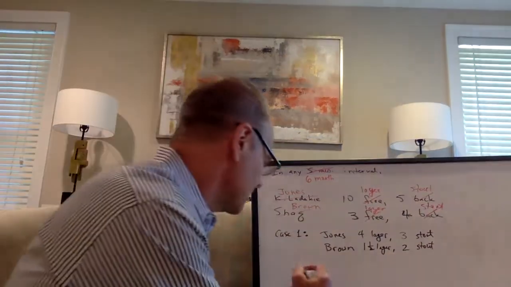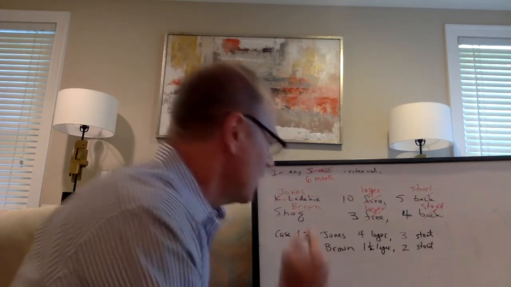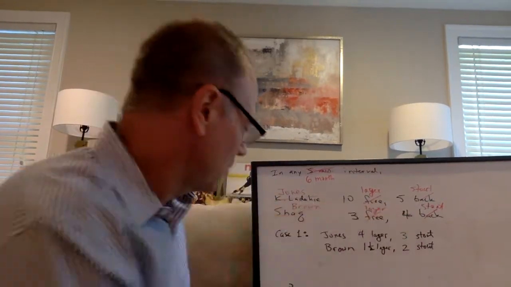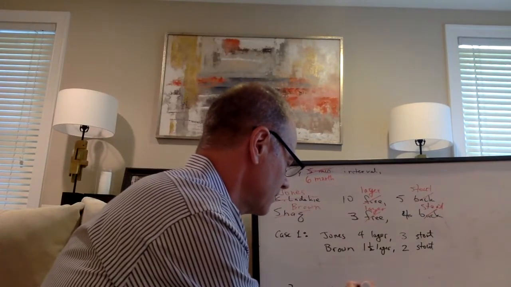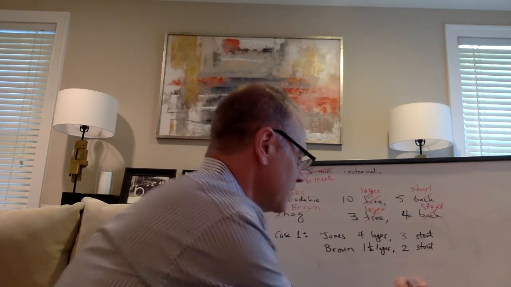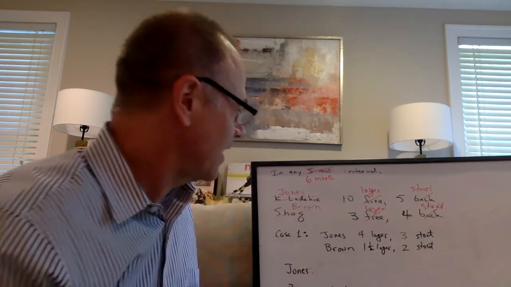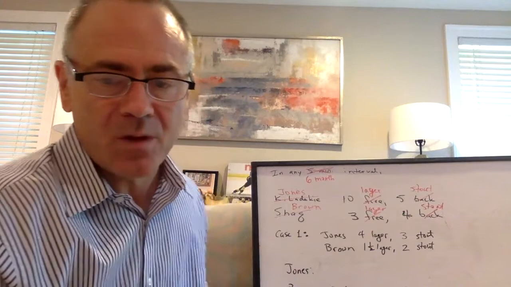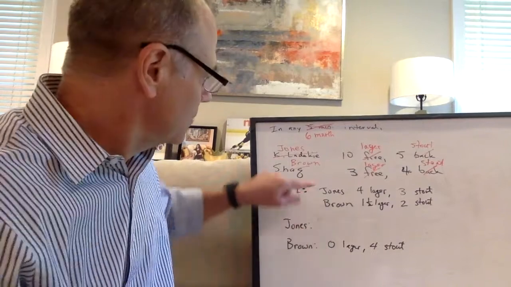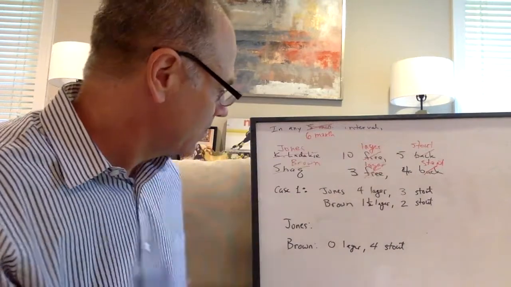Okay, so what that means is we're going to use the new production technique. Brown, we're going to make him spend all of his time on stout. So he's going to produce 0 lager and 4 stout. Okay, so now we need to specify Jones. Jones was spending 4 on lager, 3 on stout. We're going to make that lager a little bit higher, the stout a little bit lower.